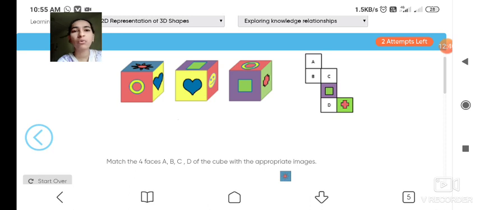At home you have to make a dice with the help of that net. You can make this also and draw these figures or images on your dice, and you have to take a photo with the camera scanner and send it to me. That means upload it to the drive. That is the assignment for you.